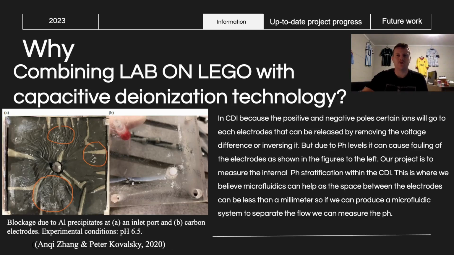There is an issue that can occur with a CDI cell, which is fouling. It is hypothesized that pH is a factor in this process, and from simulation it is believed that a stratification of pH occurs. Our project aims to prove this theory by developing a microfluidic device that can separate the flow, allowing for a pH measurement to be taken.